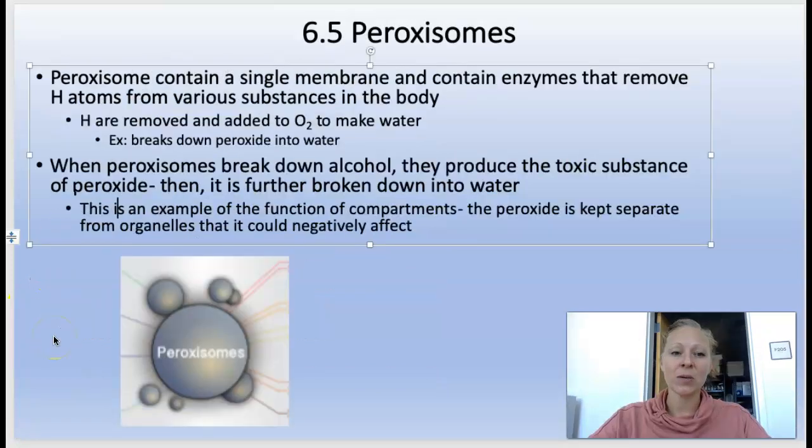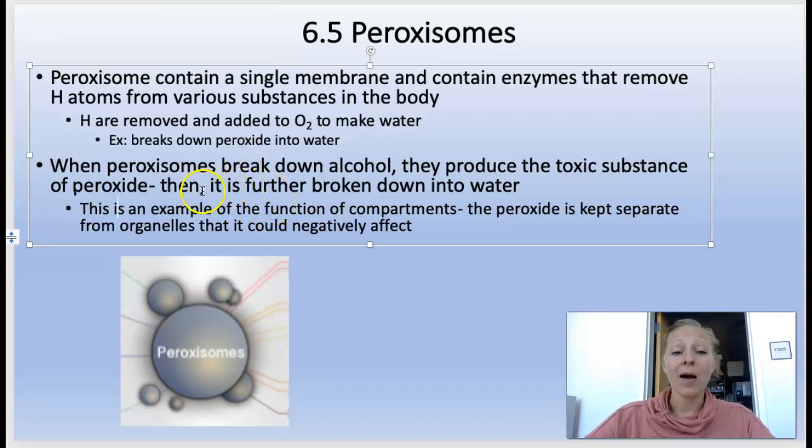The final organelle is going to be peroxisomes. Peroxisomes contain a single membrane, and they contain enzymes that can remove hydrogen atoms from substances to help break them down so that they're not toxic, and to turn them into water. So hydrogens are removed and added to O2 to make water, or H2O. If you remember from our lab in Honors Bio, we used hydrogen peroxide, H2O2, which the peroxisome can remove the hydrogen from and make into H2O. And so it is no longer a toxic substance.